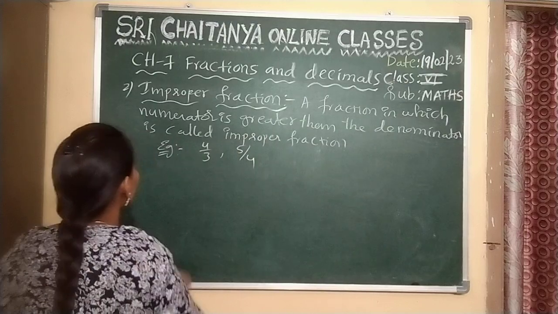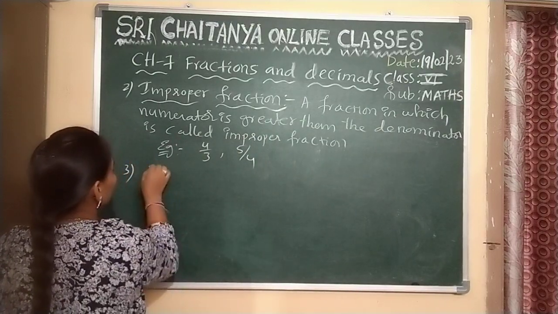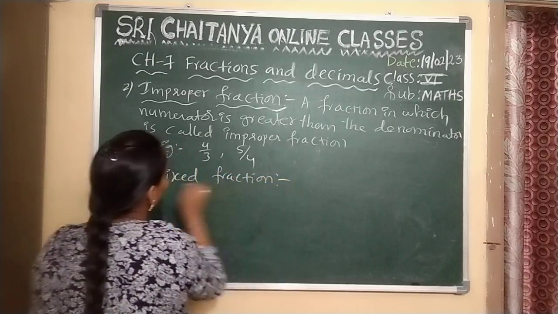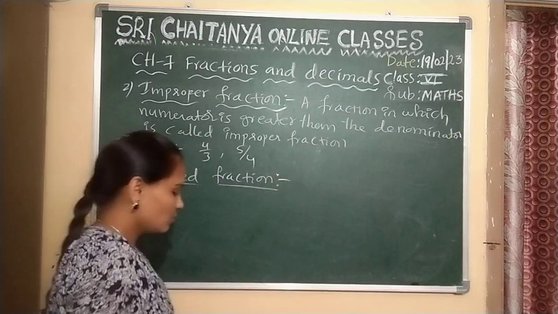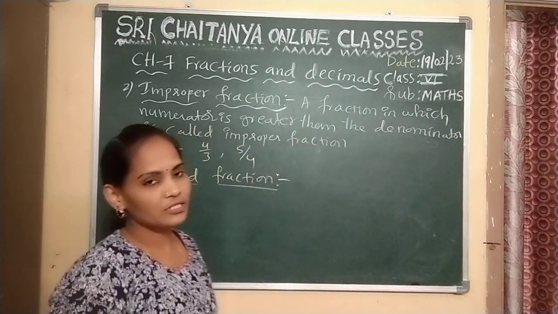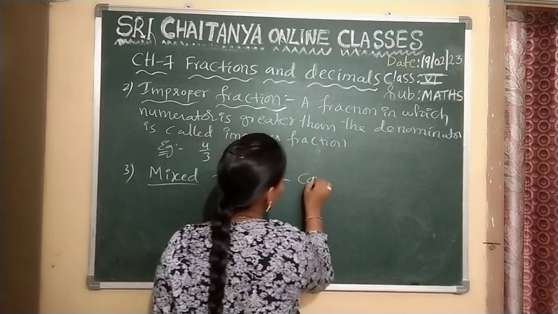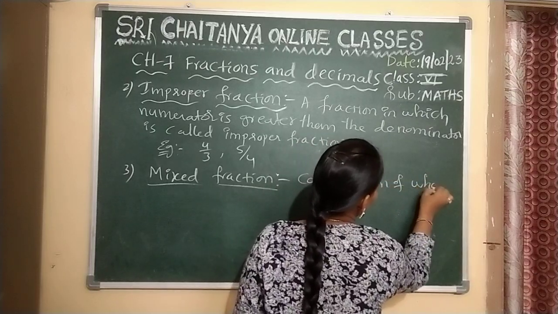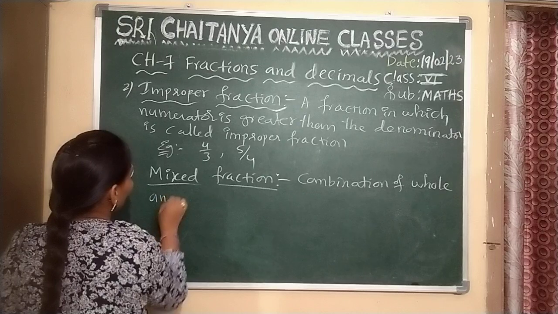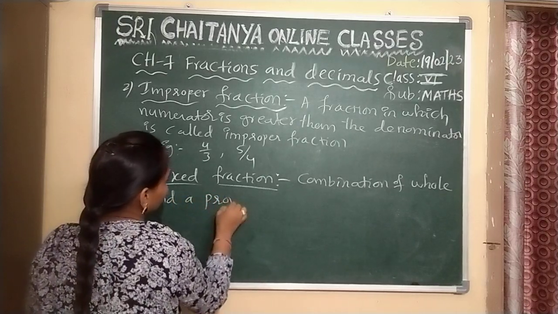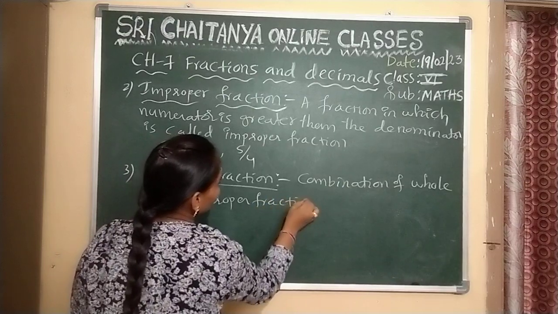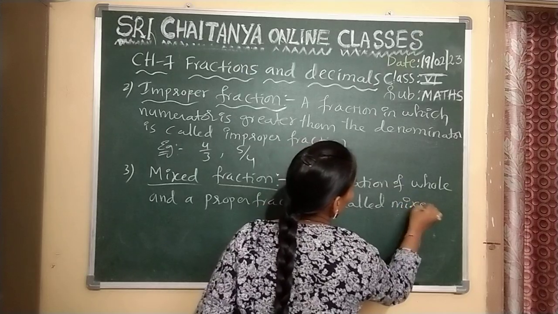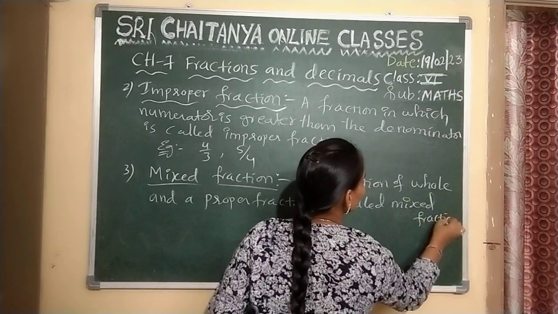Next is the mixed fraction. What is a mixed fraction? The combination of a whole and a part is called a mixed fraction. Simply, a combination of a whole and a proper fraction is called a mixed fraction.